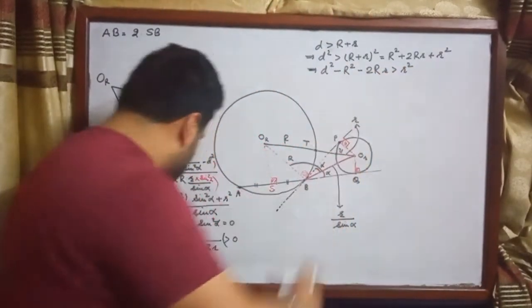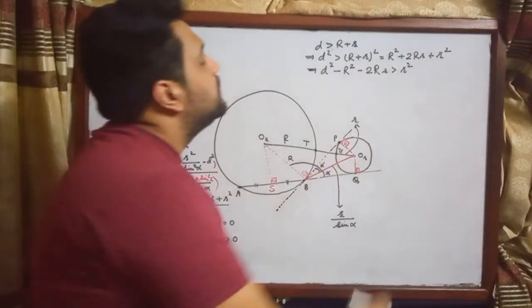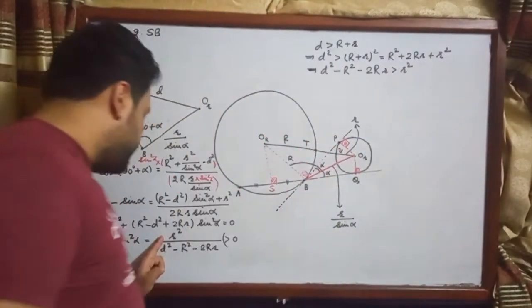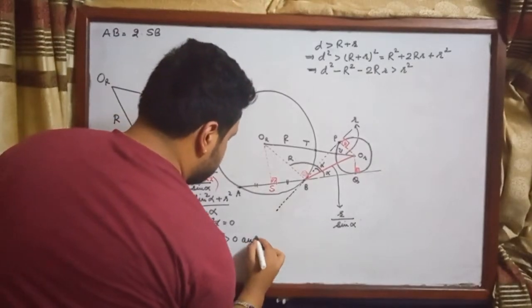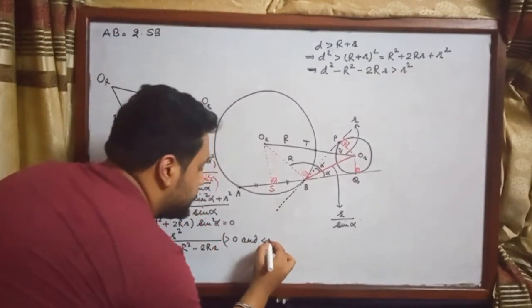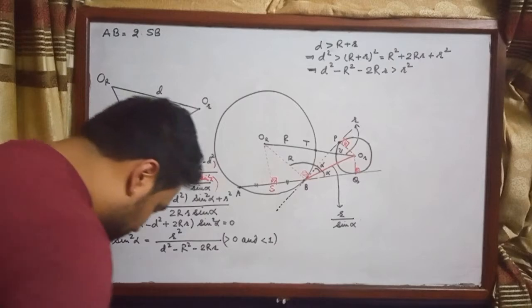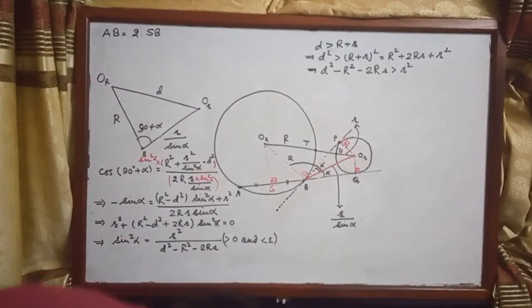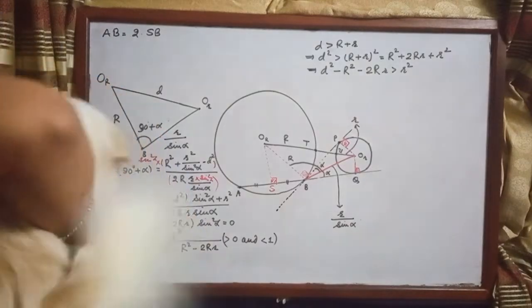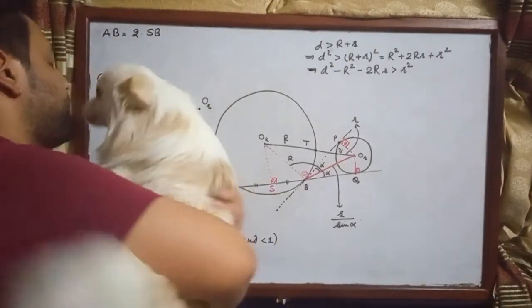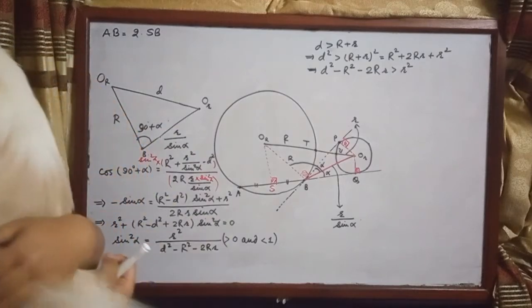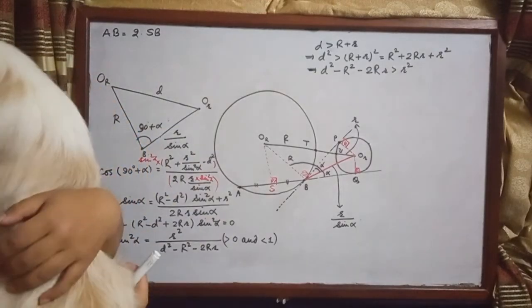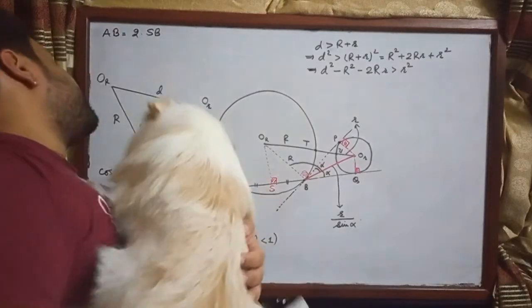So the denominator is greater than the numerator. So not only is this greater than 0, this is also less than 1. All right.